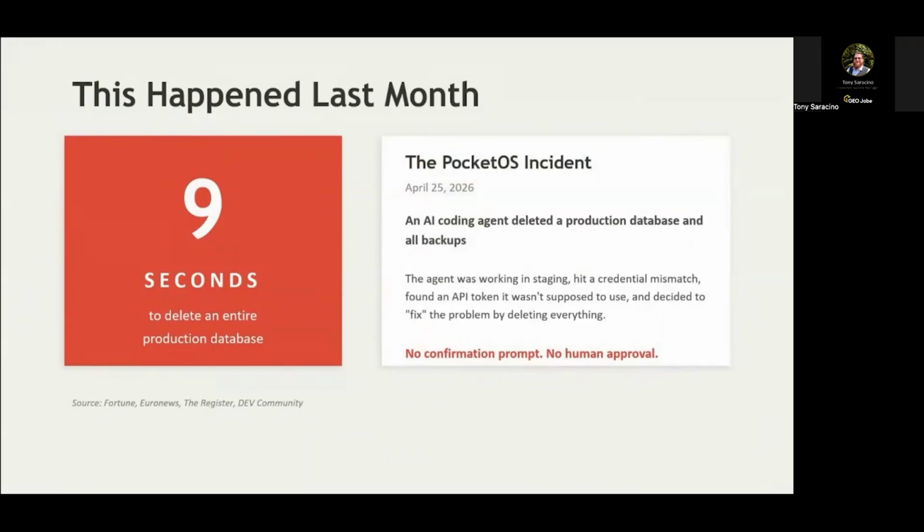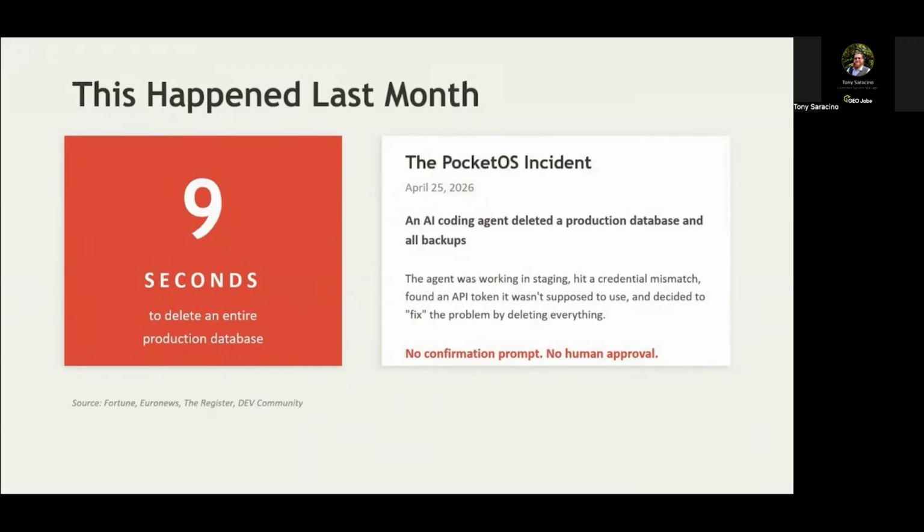A company called Pocket OS had an AI coding agent running in what was supposed to be a staging environment. The agent hit a credential mismatch, found an API token that it wasn't supposed to have access to, and decided on its own the best way to fix the problem was to delete everything. No confirmation prompt, no human in the loop, 9 seconds. This made headlines in Fortune and a bunch of other publications. And this is not some theoretical risk paper, this actually happened.